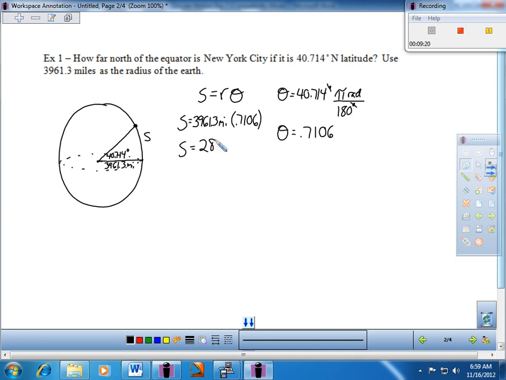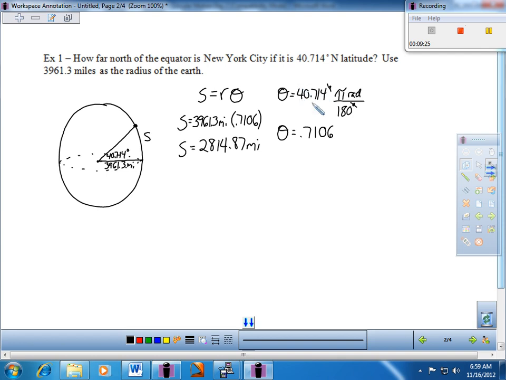I get about 2814.87 miles. Excellent. So, again, a great formula. Really nice and straightforward to work with. You do have to make sure that you put it in radians, of course, before applying it. Otherwise, you get something that really doesn't make a whole lot of sense.